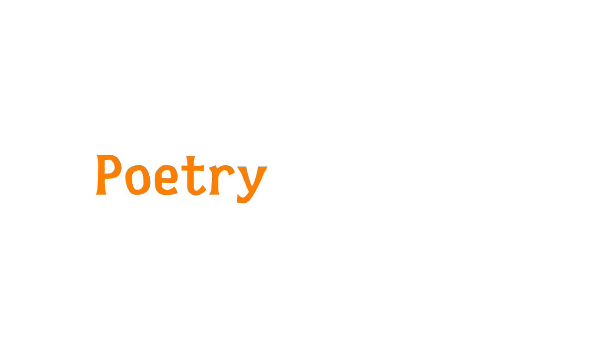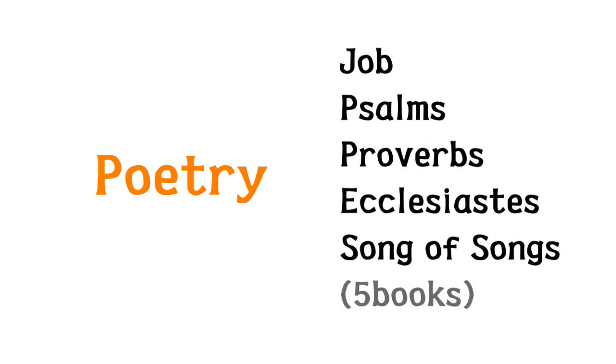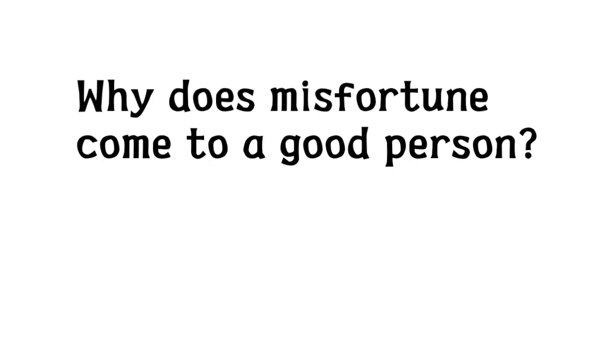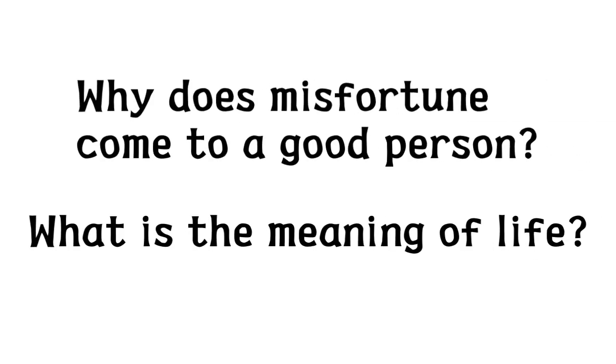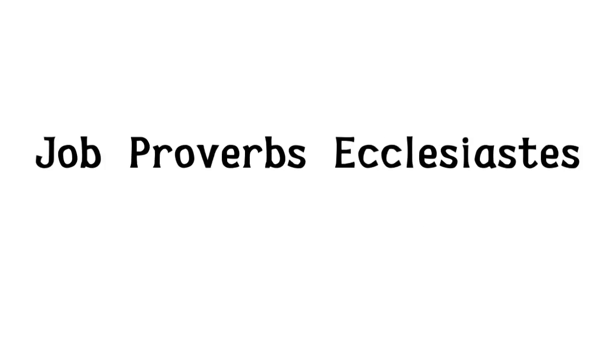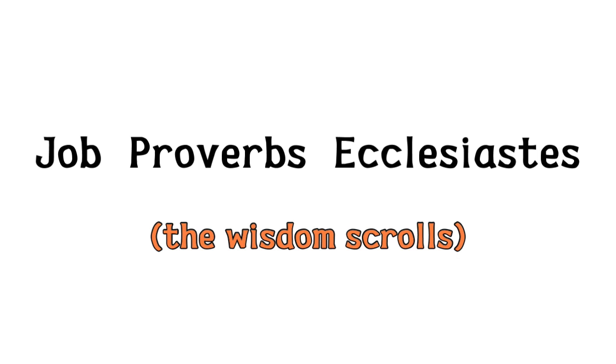The third is poetry. There are 5 books: Job, Psalms, Proverbs, Ecclesiastes, and Song of Songs. Poetry is a kind of literature. There are praises of Jehovah, but also books that ask fundamental questions about the relationship between man and God and life itself. The three books of Job, Proverbs, and Ecclesiastes are also called the Wisdom Scrolls.